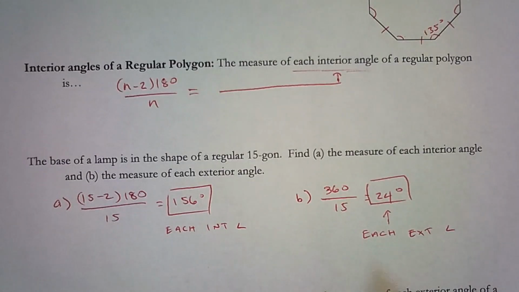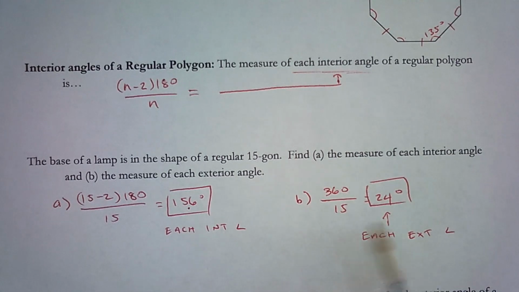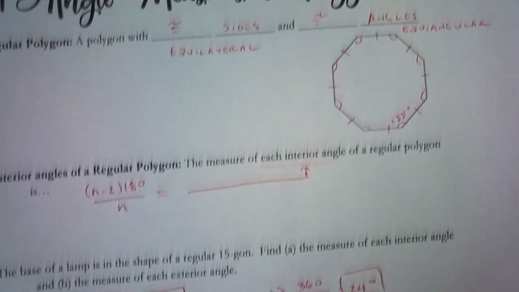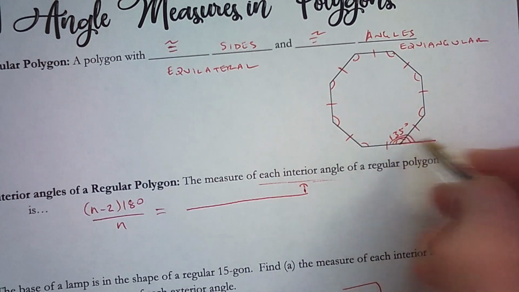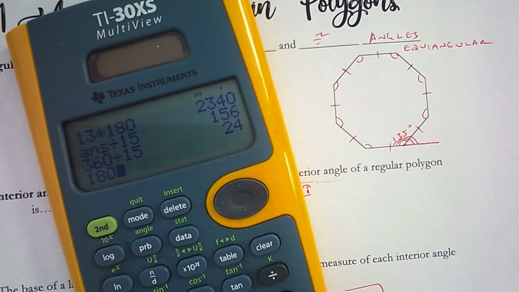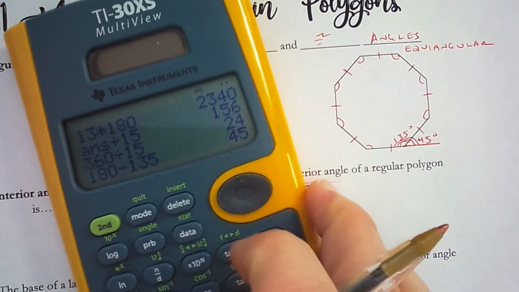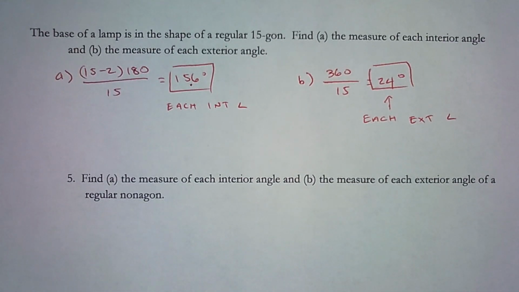Okay, now I want you to notice something here. 156 plus 24, that actually adds up to 180. These are supplementary angles. An interior angle and exterior angle on the same regular polygon should definitely add up to 180. So if I make an exterior angle right here, what I actually made is a linear pair. These two have to add up to 180. So 180 minus 135 tells me that this right here, this exterior angle, is 45 degrees. So when you find each interior and each exterior angle, they really should add up to 180.